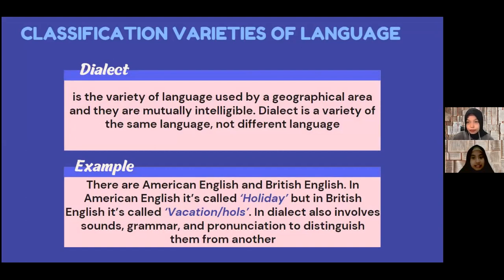Then dialect. The dialect is the variety of a language used in a geographical area. They are mutually intelligible, and people who speak one dialect can understand the speakers of another dialect. It is a variety of the same language and not a different language. For example, we know that there are American English and British English. If you want to express a time when you have done your job and you need recreation, in American English, that's called vacation. But in British English, it's called holiday or hols. This is a dialect, and besides, dialect also involves sounds, grammar, and pronunciation to distinguish them from one another.